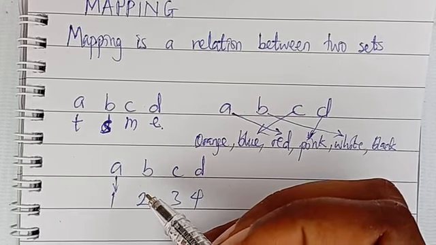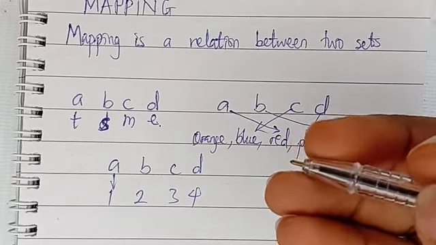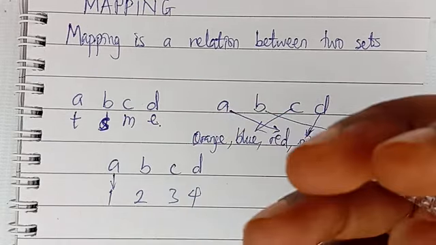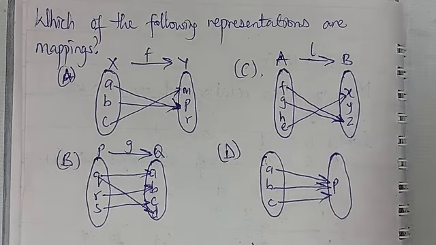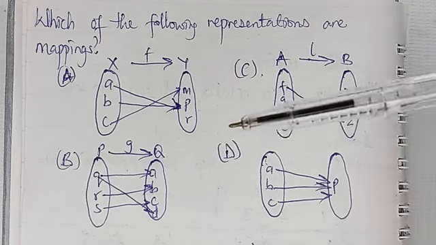Now, we have seen the rules. That is what we are going to have in mind when we look at examples, when we find out, is this a mapping or is this not a mapping? Now, we have these questions. Which of the following representations are mappings?